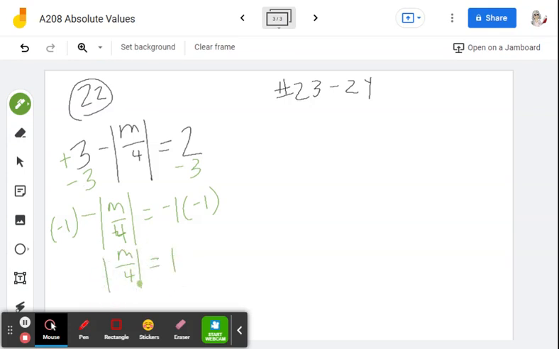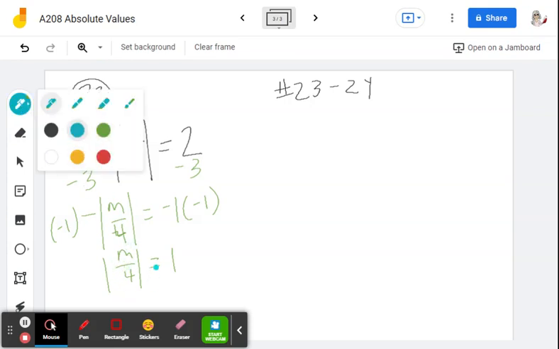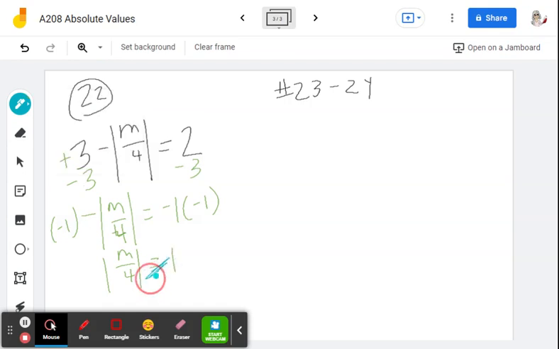equals 1. Now, this is division, m over 4. So what you're going to do is multiply. You're going to multiply 4 and 1. So your two answers are 4 times 1 is 4, and negative 1. 4 times negative 1 is negative 4.